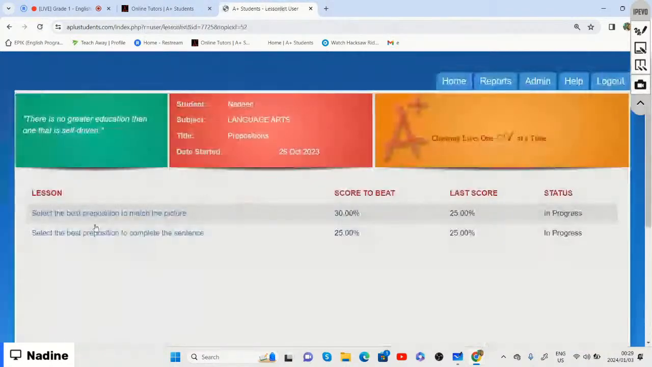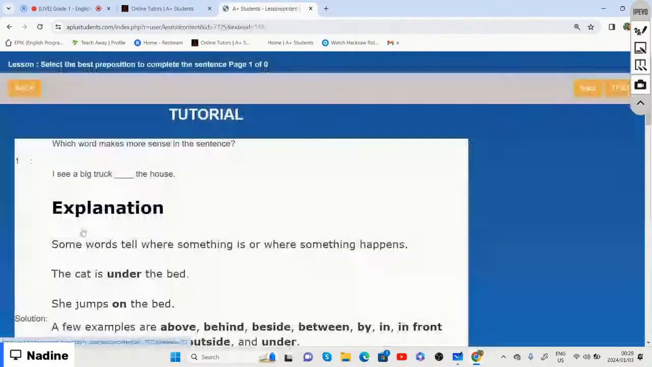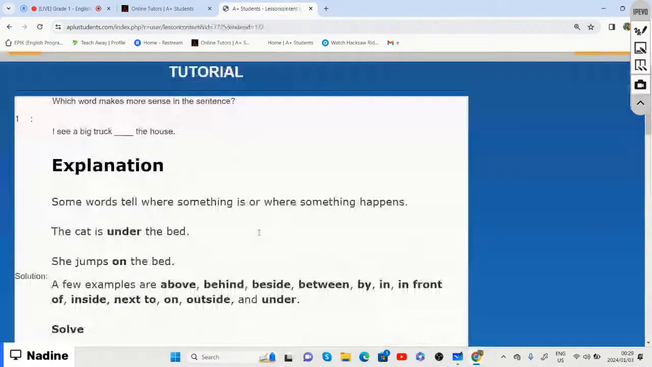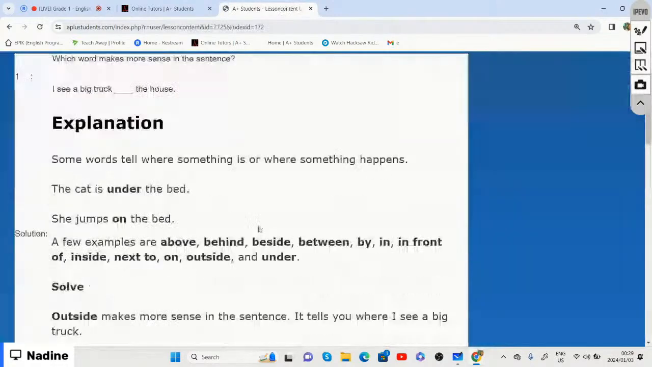All right, so now we're going to select the best preposition to complete the sentence, right? And once again, we said that some words tell us either where something is or when something happens, and we call those prepositions. And a few examples of prepositions are above, behind, beside, between, by, in front of, inside, next to, on, outside, and under.